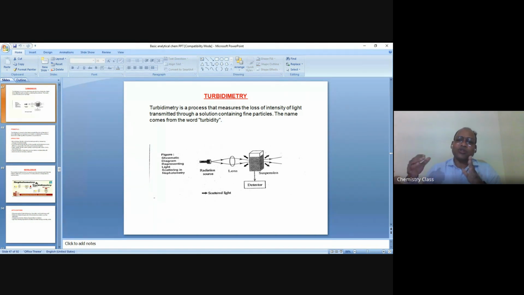So when the light passes through a solution, how much intensity is lost when it is transmitted through that particular solution? Because it contains some fine particles in suspension. When the light passes through, some amount of light will be blocked by these fine particles. Then how much radiation comes out is known as the turbidity, and the phenomenon is called turbidimetry.